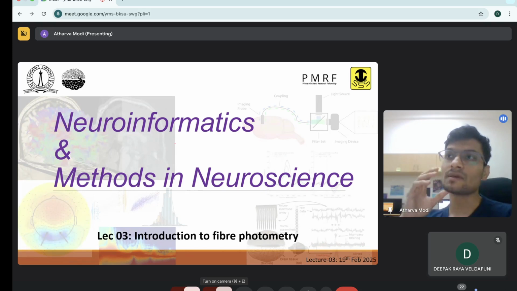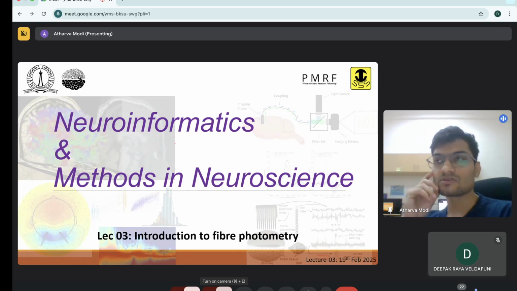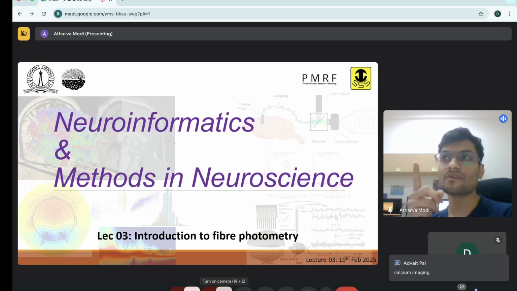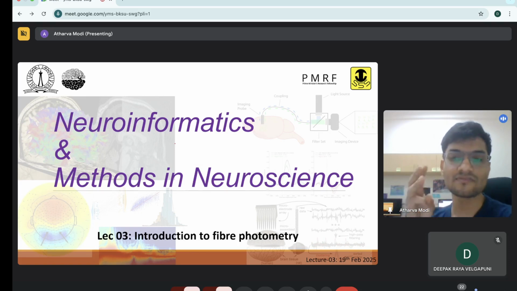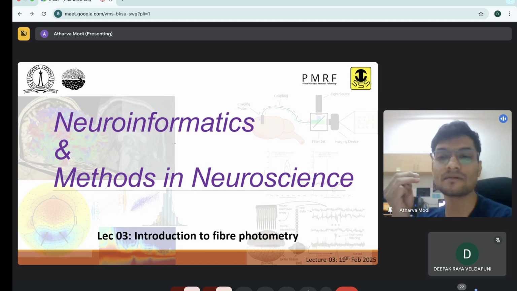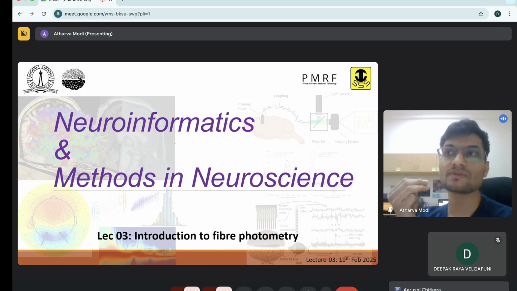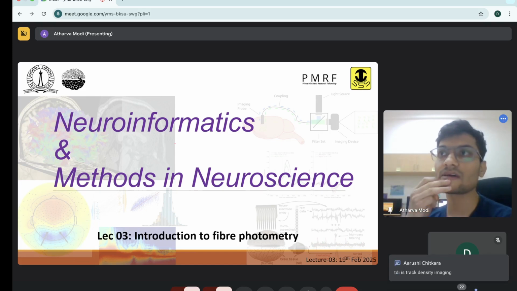EEG, ECoG, again measuring electrical signal. So we are measuring electrical signal. We are measuring magnetic signal, magnetic state basically. We are measuring, in spectroscopy, we are actually sending electromagnetic wave, light, which is not light but near infrared electromagnetic wave, and getting some emission out of the brain and then studying that.